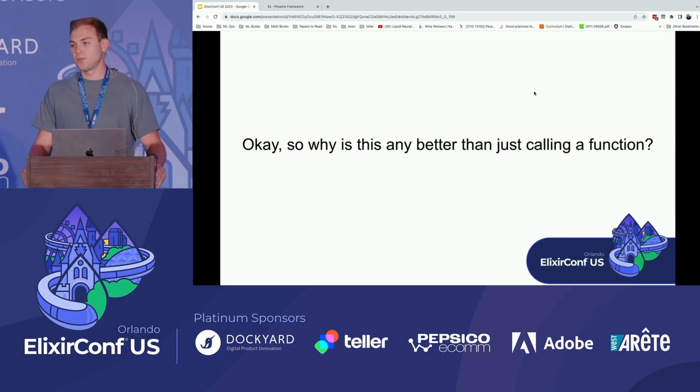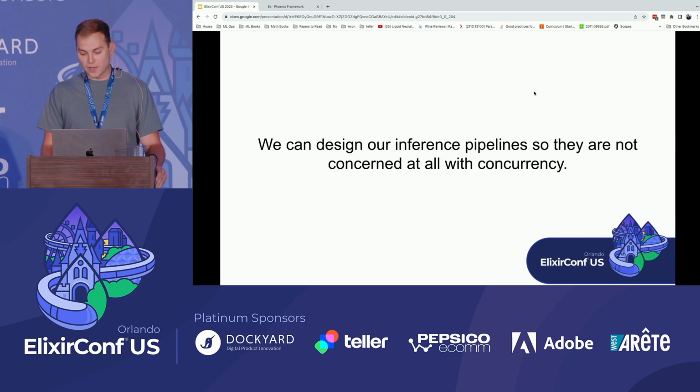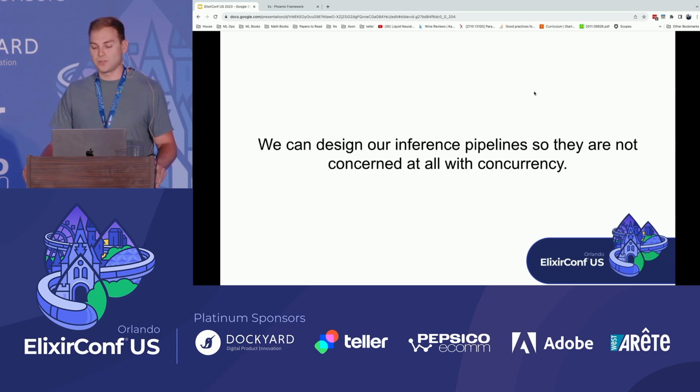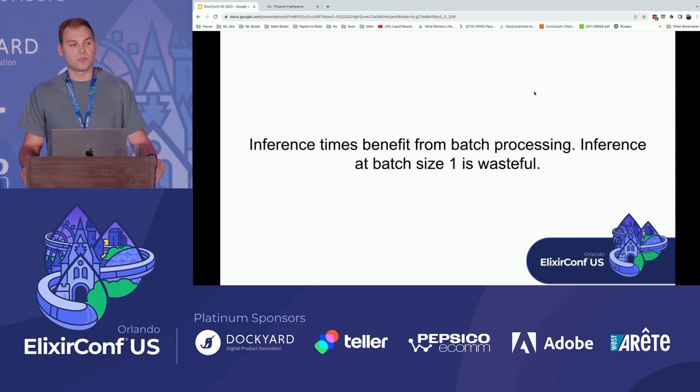Why can't I just implement my own pipeline for tokenizing some text, calling Axon predict, and then mapping that to a label? Well, we can design our inference pipelines so they're not concerned at all with concurrency. The way Nx.Serving works is it implements dynamic batching. So in the world of accelerators, GPUs and CPUs, we have SIMD instructions and all of these things that can take advantage of vectorization. Doing inference at batch size 1 is incredibly wasteful.